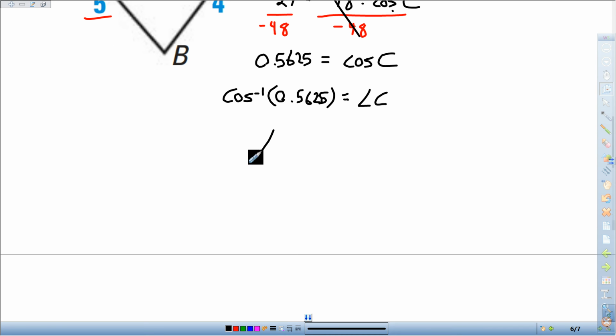If you want to flip it around, angle C equals 55.8. This is an angle, so degrees.